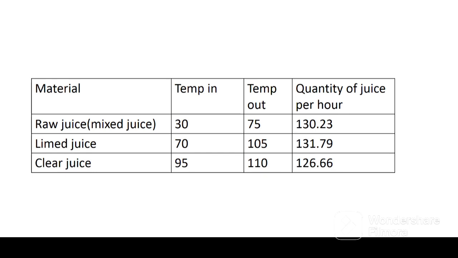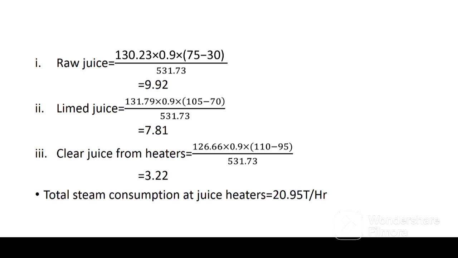Celsius. The third one is clear juice. When clear juice comes from the clarifier, its temperature has to be raised from 95 degrees Celsius to 110 degrees Celsius before it enters evaporator 1. The quantity of raw juice per hour was approximately 130.23. The quantity of lime juice was approximately 131.79. The quantity of preheated clear juice per hour was 126.66. We have all the parameters needed for calculating the quantity of steam used by juice heaters.